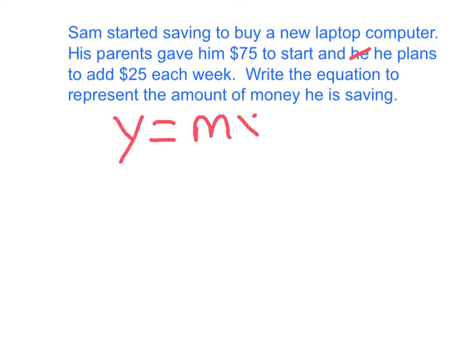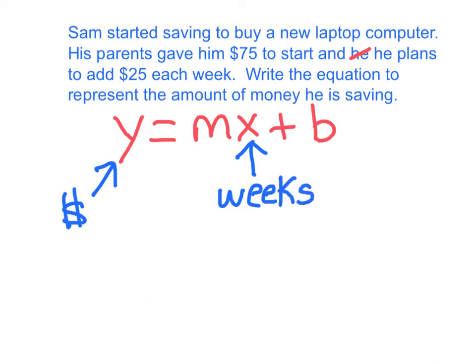All right, so let's start with y equals mx plus b. So which variable is going to represent the amount of money? That's right, it's going to be the y variable. And the amount of money that he saves is going to be dependent upon the independent variable, which is x. And what does x represent? No, it's not $25. It's not the 75. This is the amount of weeks. All right, so the amount of money he saves is dependent upon how many weeks he's saving up.